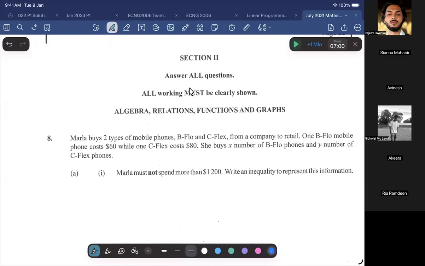All right, so let's try to understand the question. Yes, this is a knockoff of B Mobile and Digicel, right? But anyway, she's buying two types, B Flow and C Flex. How much does the B Flow cost?